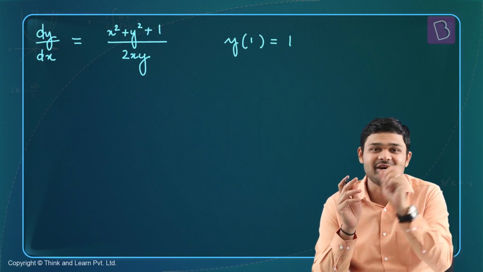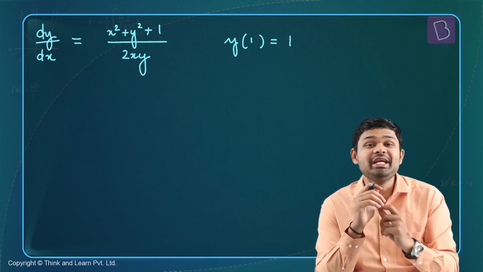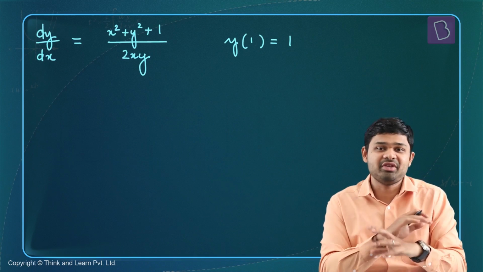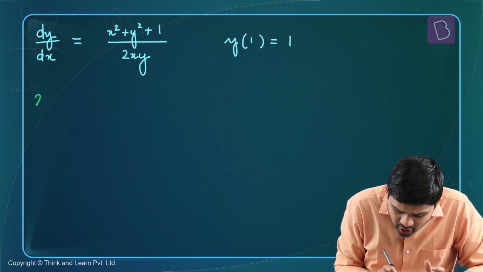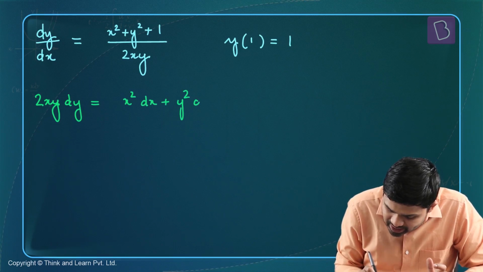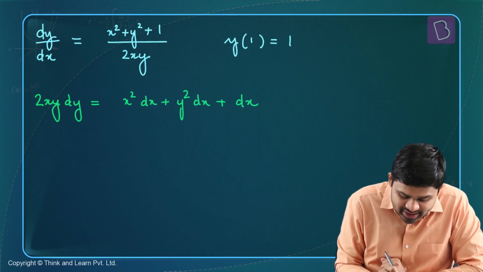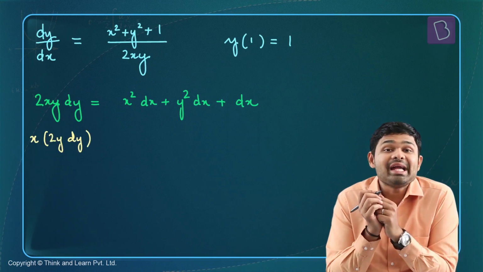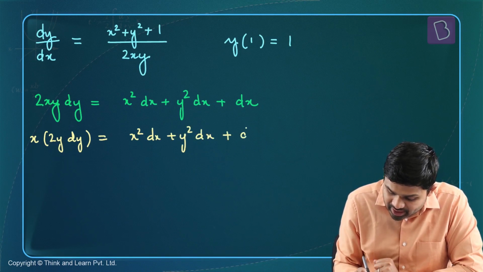Let's try and identify patterns once more, because that seems to be the trend these days in the questions which come from differential equations. You need to be aware of pattern identification. So what I'm going to do is cross multiply everything, and let's not have any ratios on either side. So what I get is 2xy dy equal to x square dx plus y square dx plus dx. Okay, now let's look at the left hand side. I'm going to rewrite my left hand side as x times 2y dy, so x times 2y dy is equal to x square dx plus y square dx plus dx.